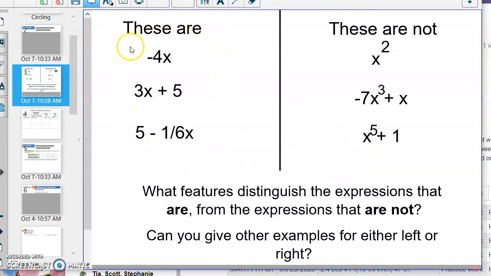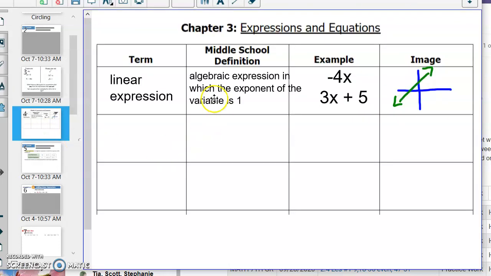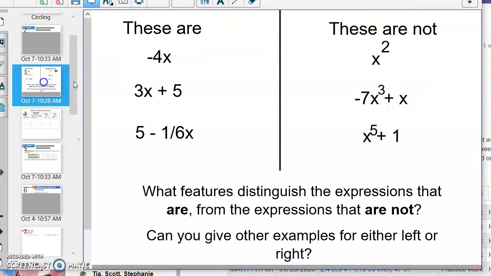These are what we call linear expressions. These are not linear expressions. And what linear expressions mean is that the algebraic expression in which the exponent of the variable is 1. And what a linear expression is going to give you is a graph that is a straight line.